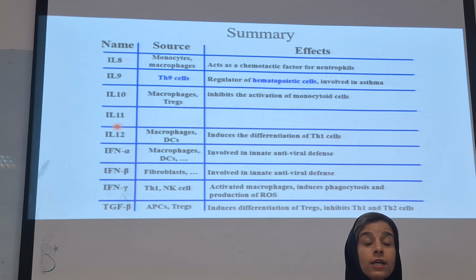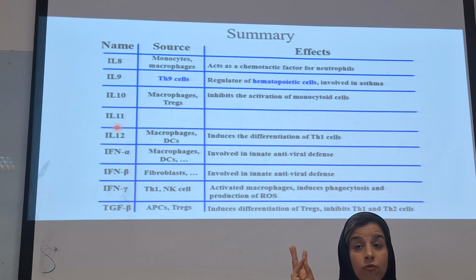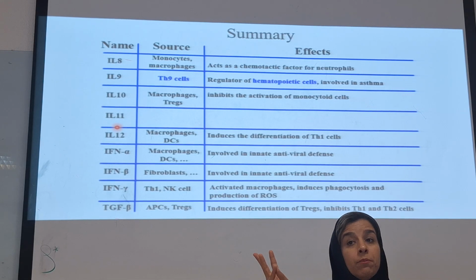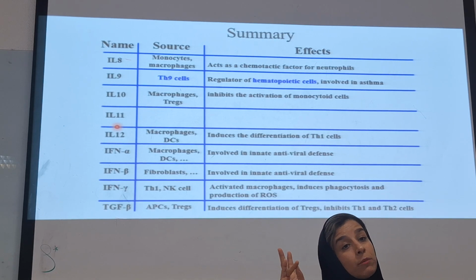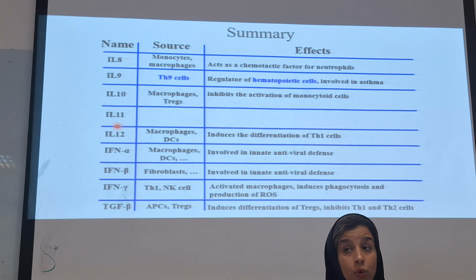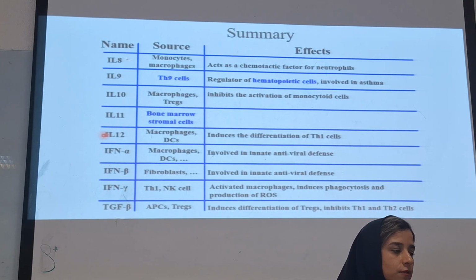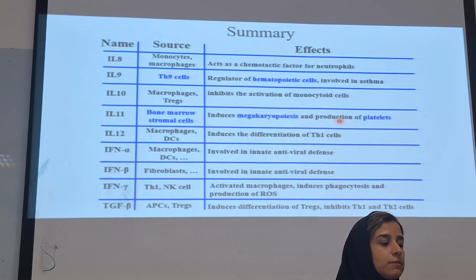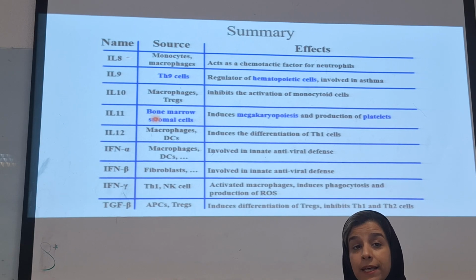And what about interleukin-11? I told you interleukin-3 is very important in the bone marrow for differentiation of hematopoietic stem cells to myeloid progenitors, and interleukin-7 is very important for differentiation of hematopoietic stem cells to lymphoid progenitors. And interleukin-11 is very important for differentiation of hematopoietic stem cells to megakaryoblast for production of platelets.